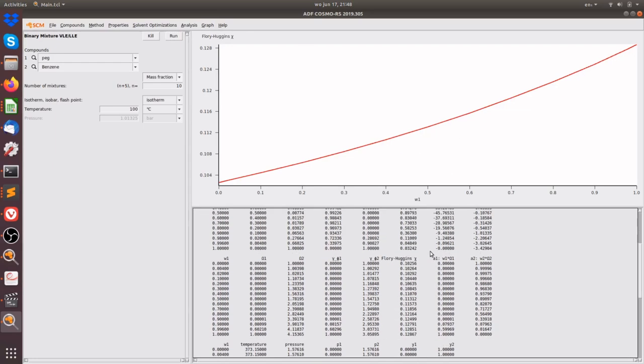For this system, I think the experimental value I have is 0.13, and yeah, you can see that agrees quite well with what we're predicting here.